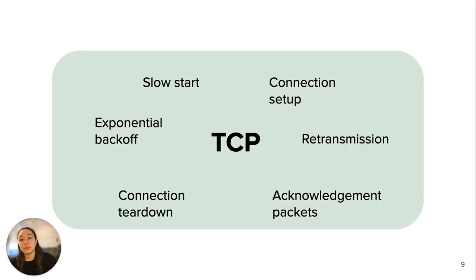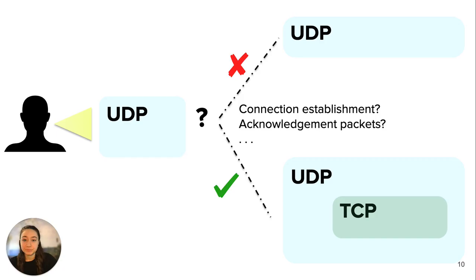To briefly show the intuition behind our approach, TCP has certain behavioral characteristics as defined by the RFC. So we have things like connection setup, slow start, acknowledgement packets, exponential backoff, connection teardown, all of these different things. So if an external network observer is looking at a UDP flow, can they use these RFC-defined TCP characteristics to determine, are they looking at a plain UDP flow, or are they actually looking at a UDP flow that's tunneling TCP traffic, which is then likely to be indicative of VPN usage?